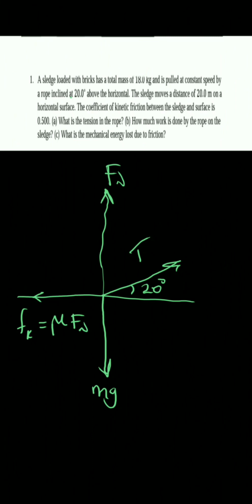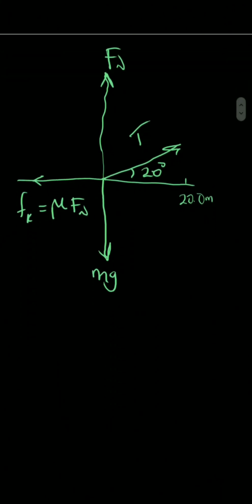Then let's say we're moving to the right. Here the distance being covered by the sledge is simply 20 meters. So that's the magnitude of the movement, in terms of distance, the 20 meters. Now again, looking at the forces applied, the normal force and the weight force are vertical forces.